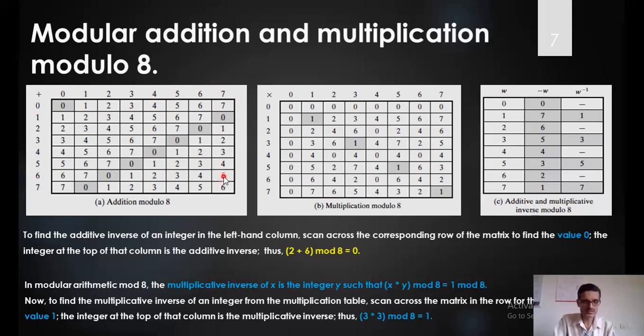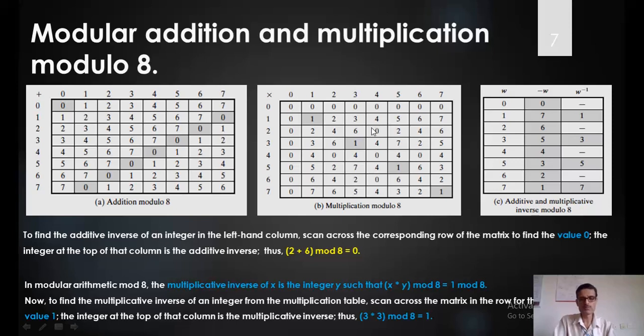13 mod 8 is 5. 7 plus 6 is 13. 13 mod 8 is 5. Okay, so this is the addition operation under modulo 8. 8 is a random number that I have selected. So similarly you can write for any other number.